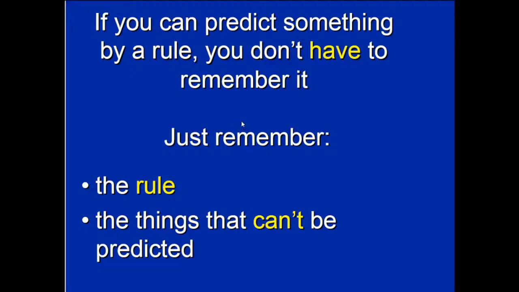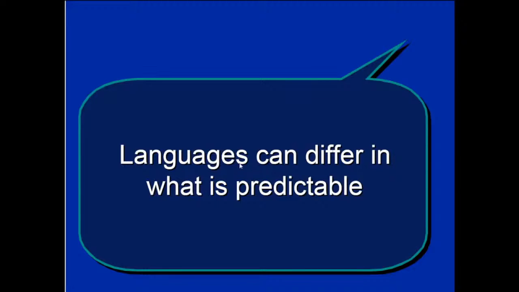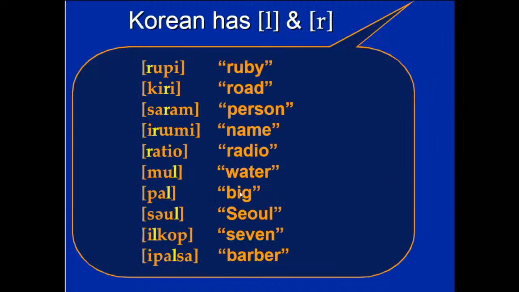Now, if you can't predict something by a rule, you don't have to remember it. Just remember the rule, the things that can't be predicted. So it's the existence of rules in the mind of the native speaker that facilitates everything for him. Now, of course, you remember the example of the diphthong. We have got I in our mind, and through the rules, it can be pronounced as I or I, depending on the phonetic environment, depending on the rules that are stored in our mind. Now, languages can differ in what is predictable.